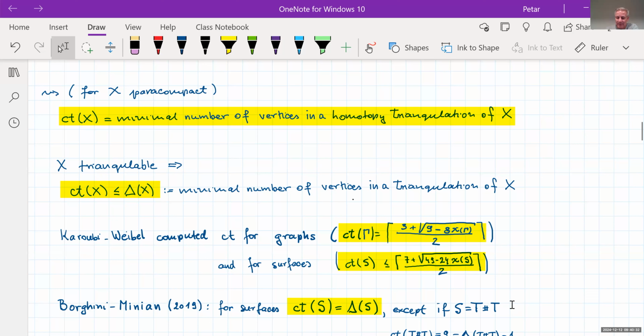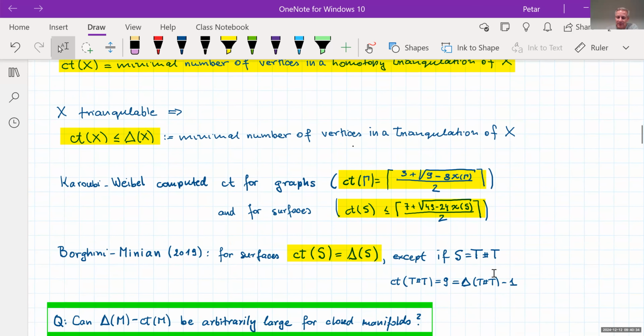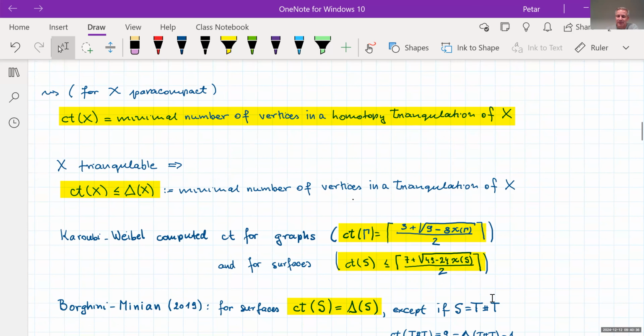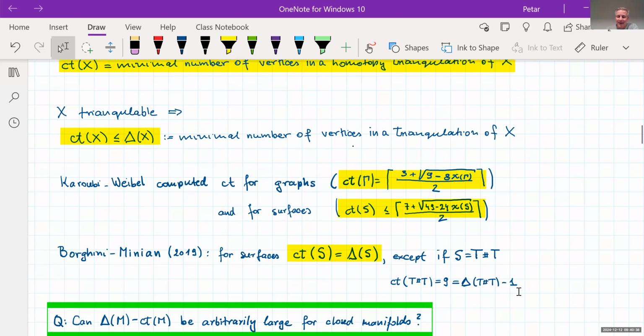So for the double torus, I mean torus, the genus 2 orientable surface, I should say, the covering type is 9, while the minimal number of vertices in a triangulation of this genus 2 orientable surface is actually 10. So why is this remarkable?